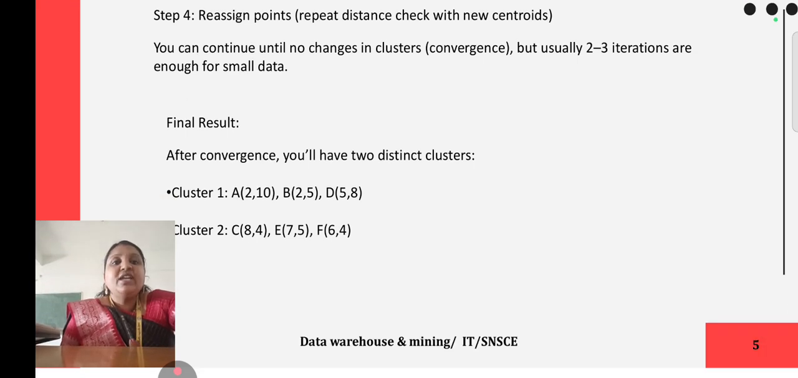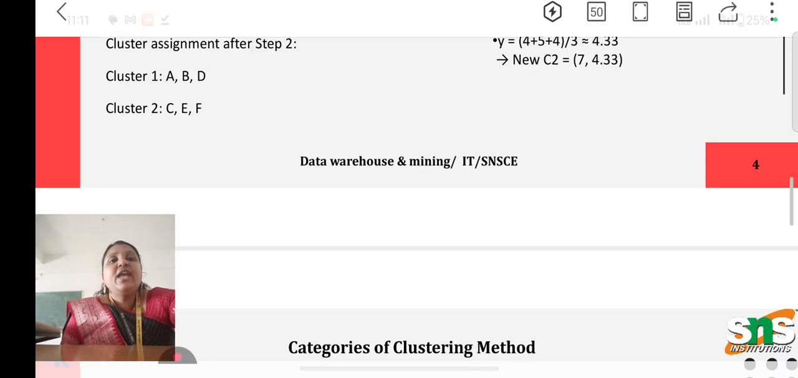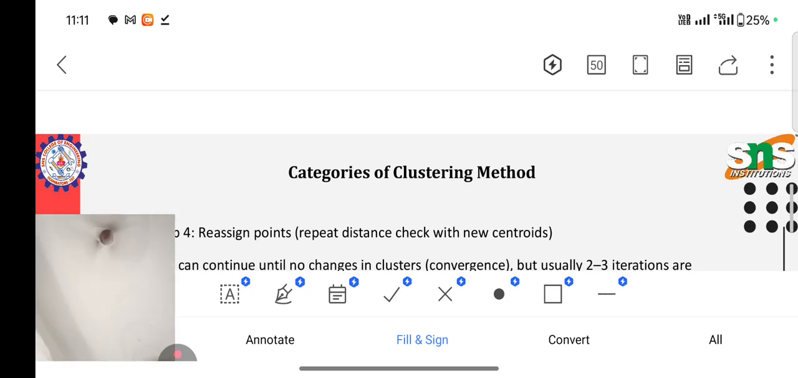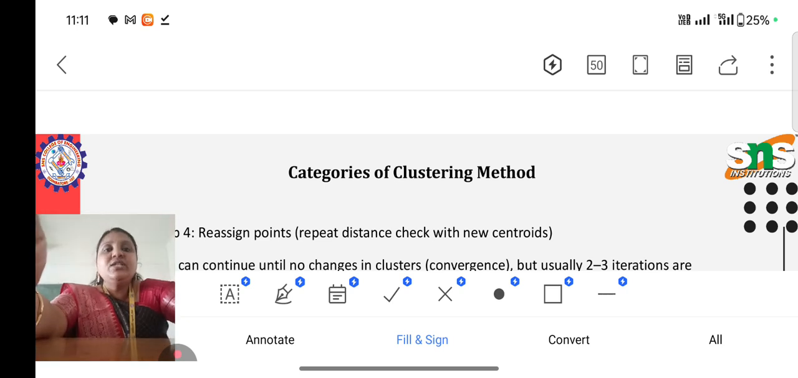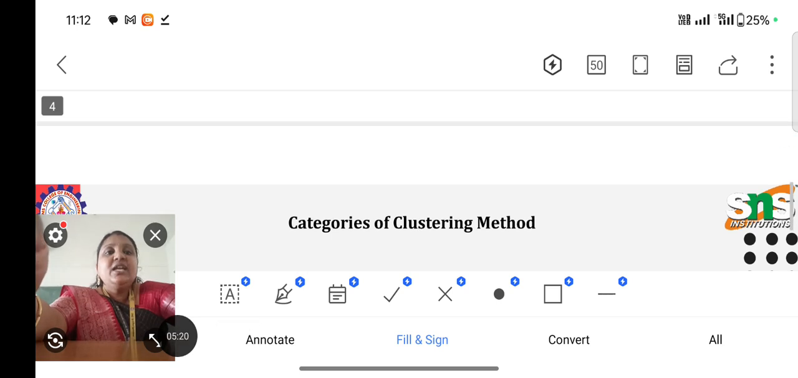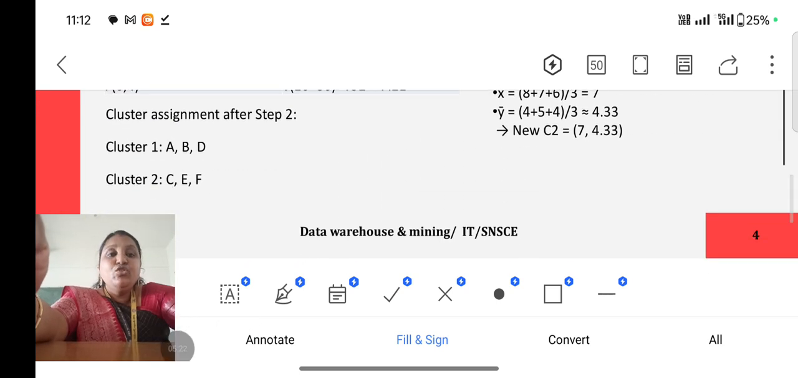So this is the final step for the final result: cluster 1 is A, B, D and cluster 2 is C, E, F. For that we calculated x bar and y bar, and we get the solution for the new C1, that is cluster 1, and cluster 2. So these are all the processes, and with the help of that, the solution has been made.